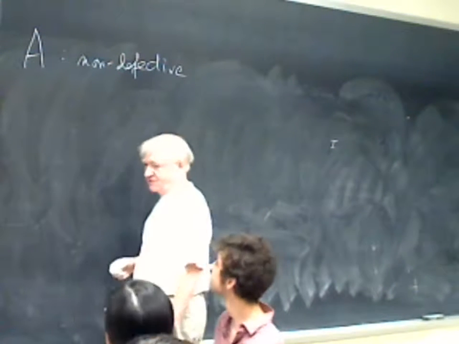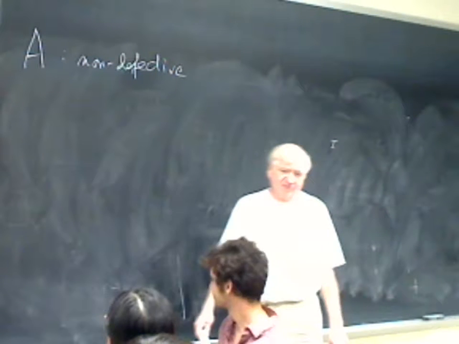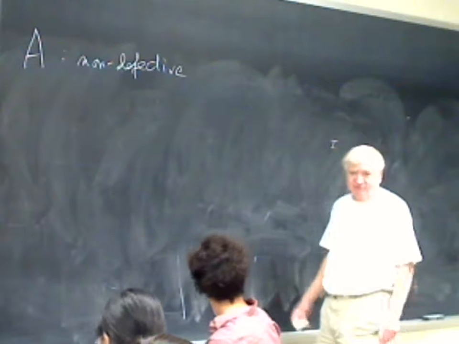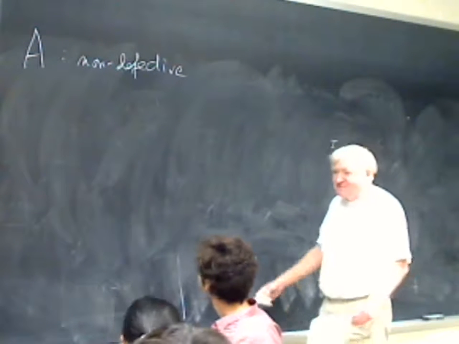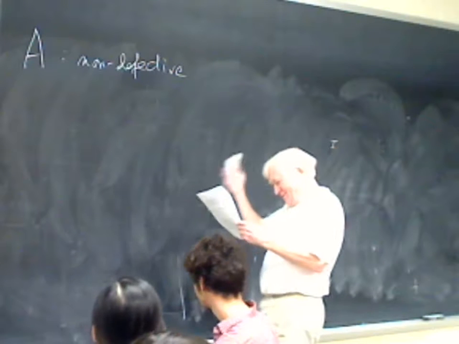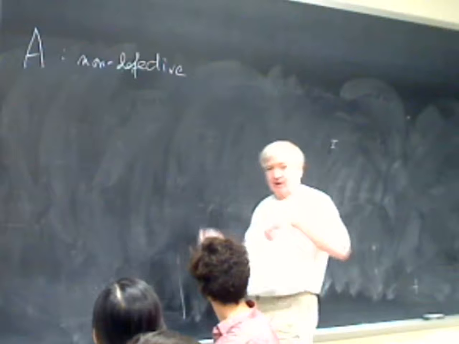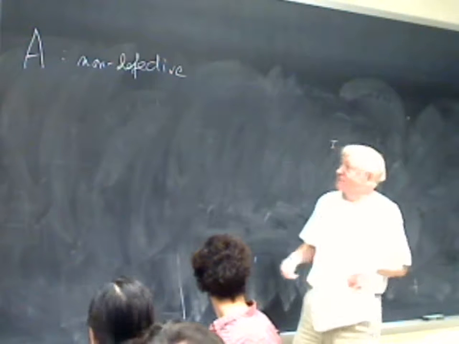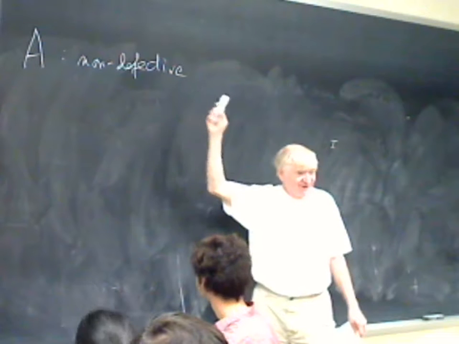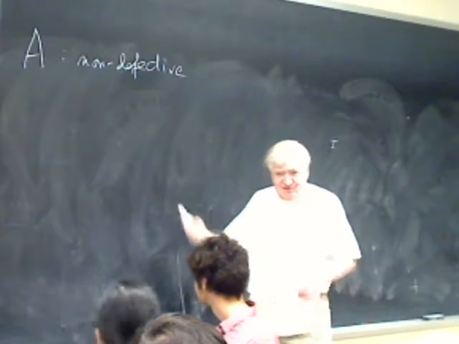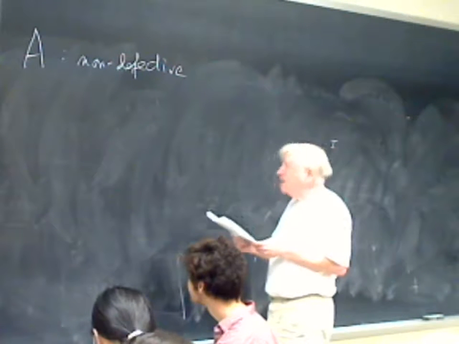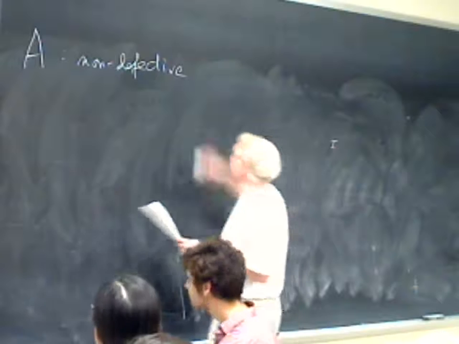It's funny how in mathematics we so often are forced to use negatives, like a non-abelian group, non-defective matrix. It's too bad we can't get in there and change the language around so that we would say A is a nice matrix, meaning non-defective, or one having linearly independent eigenvectors.